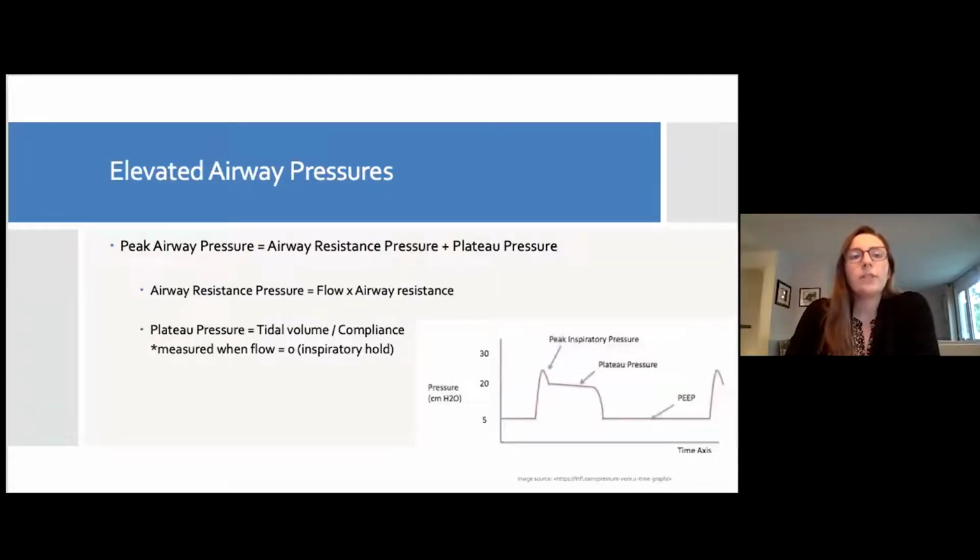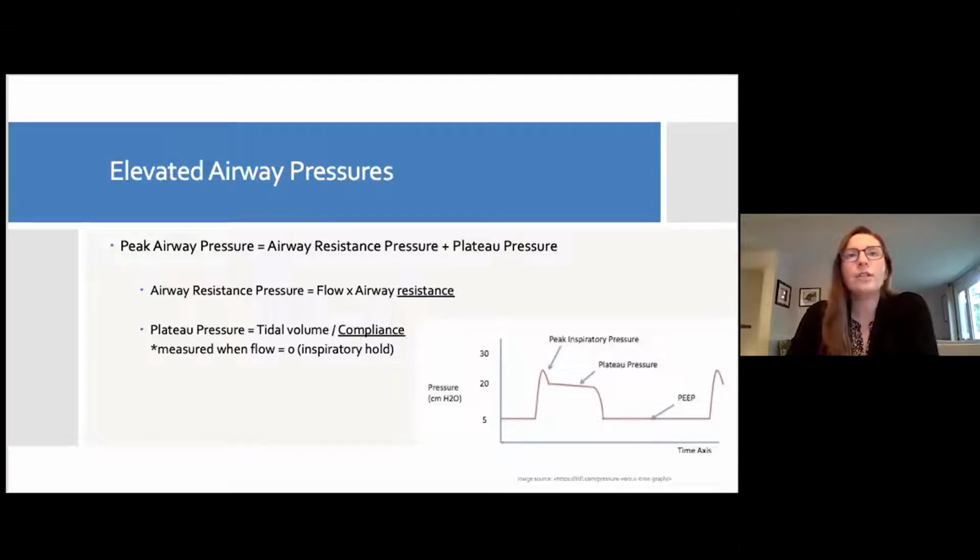So let's start by talking about airway pressures in general. The peak airway pressure is calculated as the sum of the airway resistance pressure and the plateau pressure. As a reminder, airway resistance pressure is calculated by multiplying flow times airway resistance. And plateau pressure is calculated as the tidal volume divided by the compliance. Remember, this is measured with an inspiratory hold maneuver when the flow is 0.